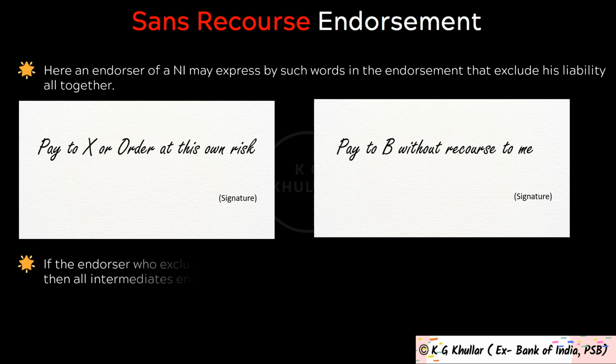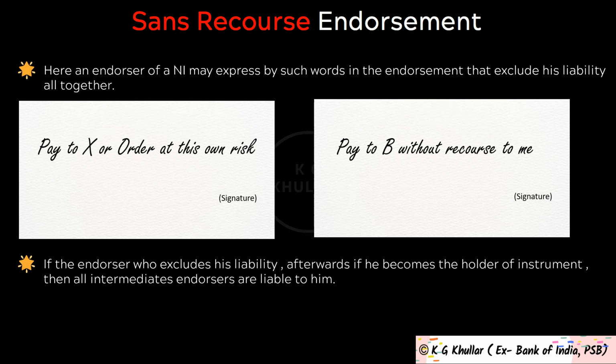But please note an important point here, that if the endorser who excludes his liability afterwards becomes the holder of the instrument, then all the intermediate endorsers are liable to him. I hope this important point is clear to you.